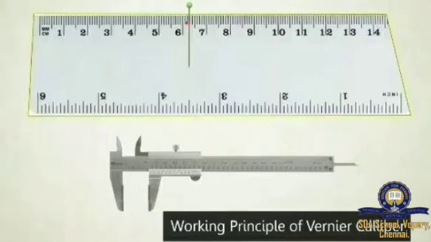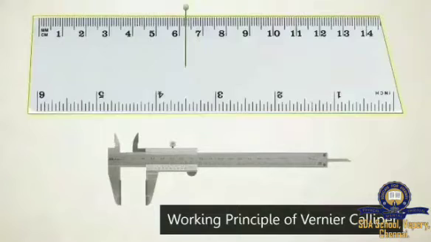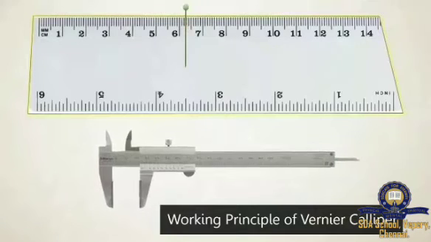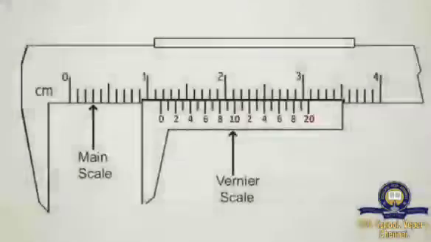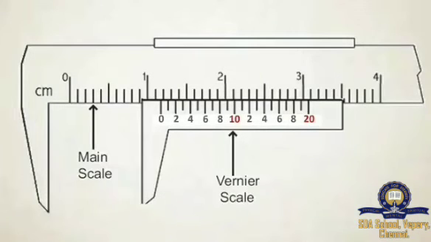Now let us see the working principle of the vernier caliper. A scale cannot measure objects which are smaller than 1 mm, but a vernier caliper can measure up to 0.1 mm. What is the working principle of the vernier caliper? A vernier caliper has two scales, the main scale and the vernier scale. Together, these are used to measure very small distances like 0.1 mm.